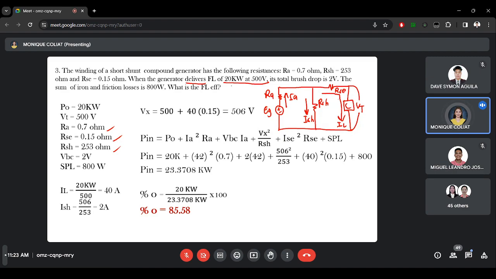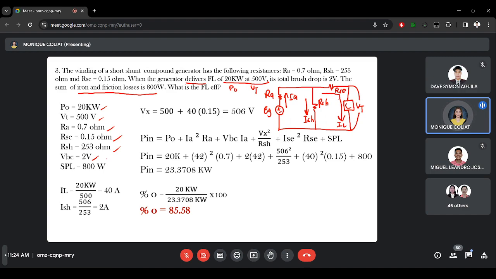So, yun ang tinatanong. To get the overall efficiency, we need PO and PIN, right? We already have PO, so we only need to get PIN. Efficiency is PO over PIN times 100. To get the input power, we need the maximum demand, so we take the sum of all. Where do we start?